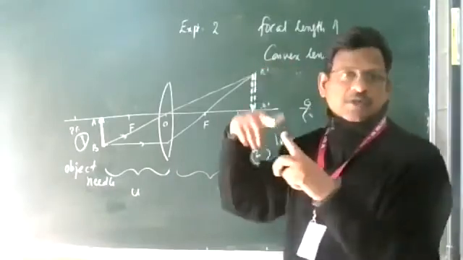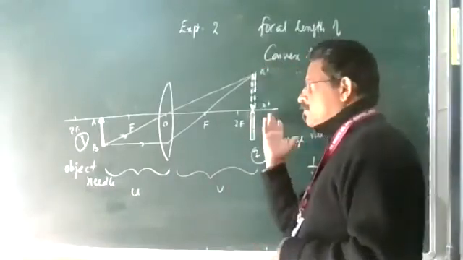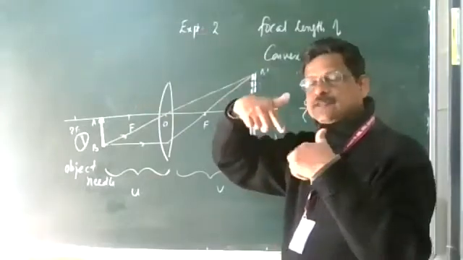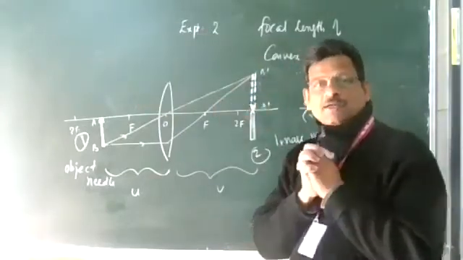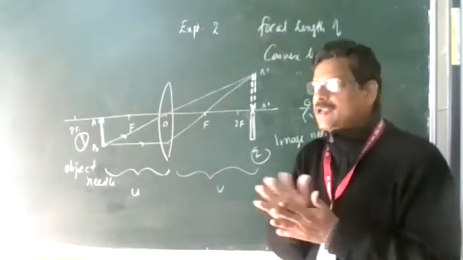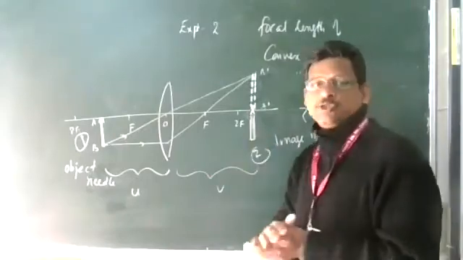There should be both. You can see from here, and from that side also. Once they are moving together without any parallax, this needle represents the position of the image.